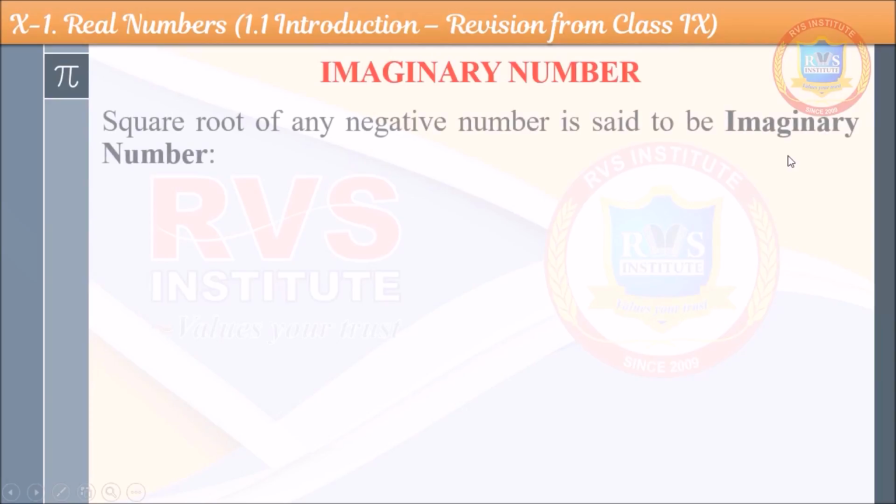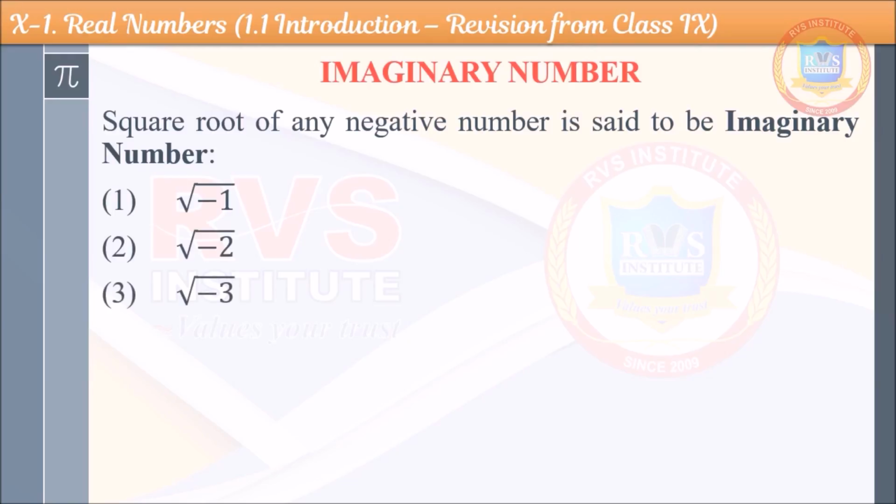Imaginary number. Square root of any negative number is said to be an imaginary number. Square root of -1, square root of -2, square root of -3, square root of -4, square root of -5, and so on. These numbers are called imaginary numbers. So the square root of these numbers cannot be computed.